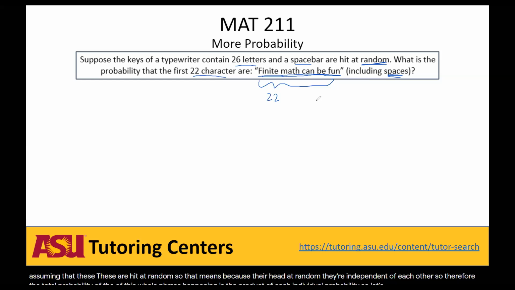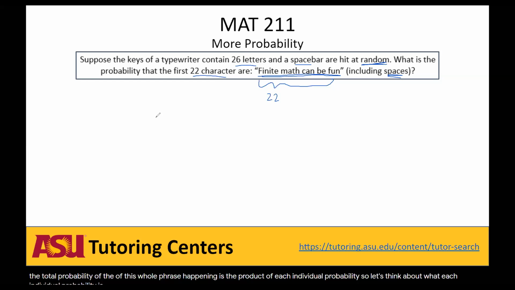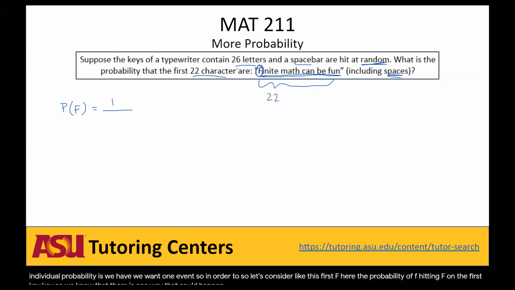So let's think about what each individual probability is. We want one event, so let's consider this first F here, the probability of hitting F on the first key. So we know that there is one way that could happen over 26 letters plus a space bar, so 27 different keys that could happen. So the probability of hitting F on any given occasion is 1 over 27.